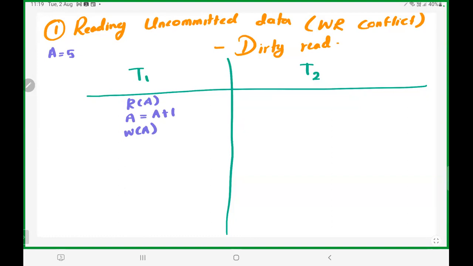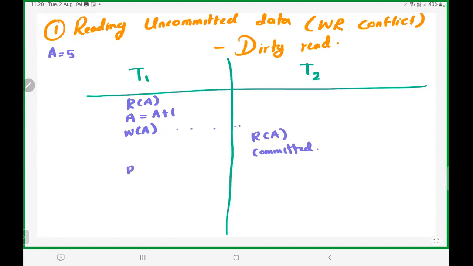Then after write A, the T2 transaction reads A. And they will commit the transaction, so the transaction is finished. Committed means the state is finished. Then transaction T1 is not committed yet, right? T1 is not committed yet.